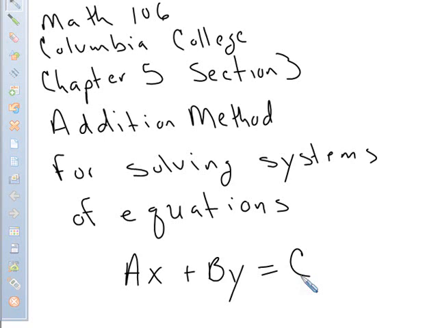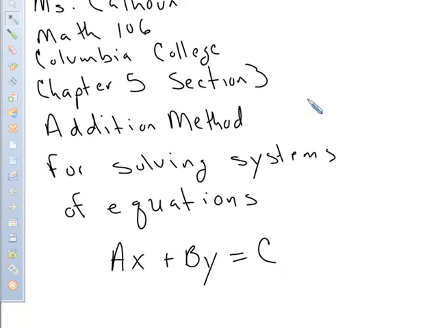So we're going to multiply one or both equations by a number so that when we add them together, we either get rid of the x's or we get rid of the y's. And that way we'll have a new equation which is one variable. We'll find our first answer and then we'll go back and find the second answer. And again, you can always check your answers by substituting back into both equations to see that it works. So let's go to our problem.